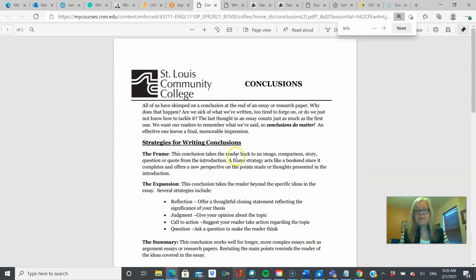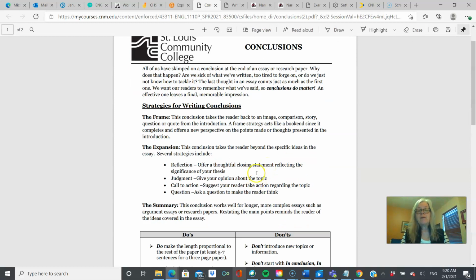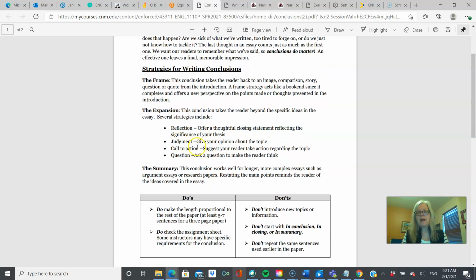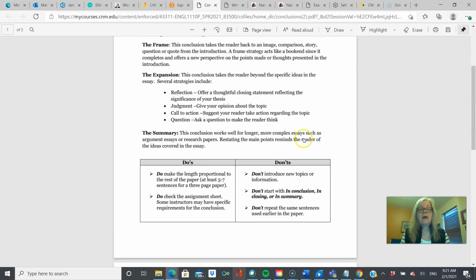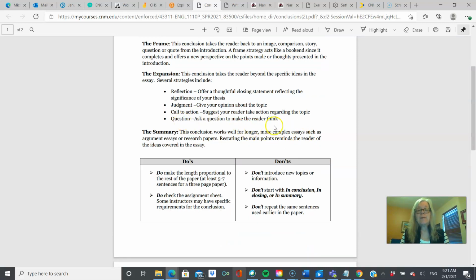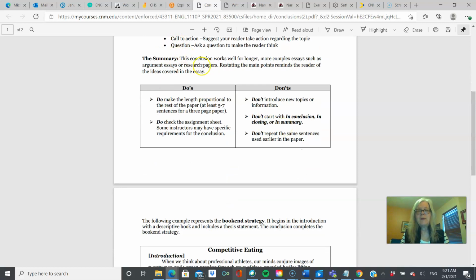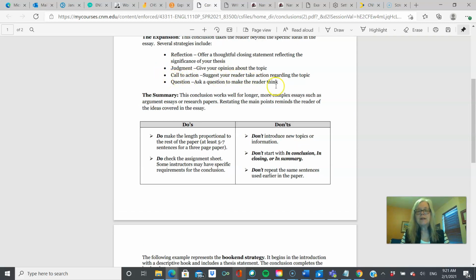The conclusions wrap up, right? You want to reflect on what you learned. In an argument, you would have a judgment. I'm saying do not go for the calls for action in this particular essay. You can do that in an argument essay. This is a narrative. This is a general wrap-up of how to write conclusions. I'm going to nix these two at the end here, call to action and question. I really would rather you avoided those in a narrative essay. In a different style of writing, that might be just fine.